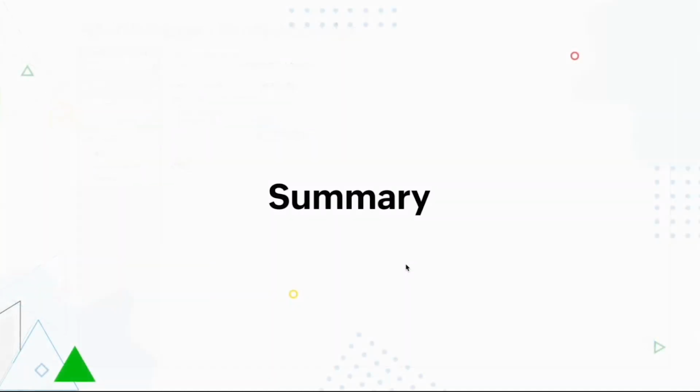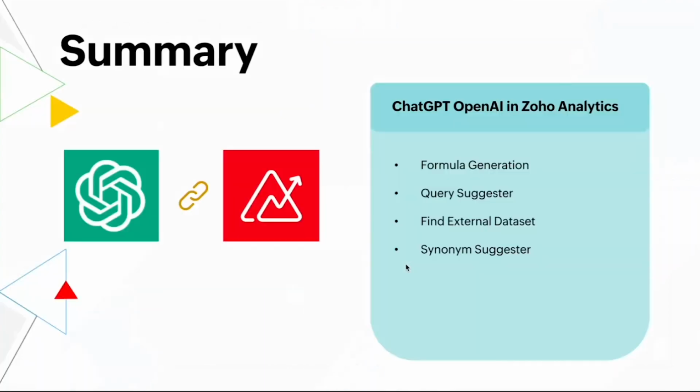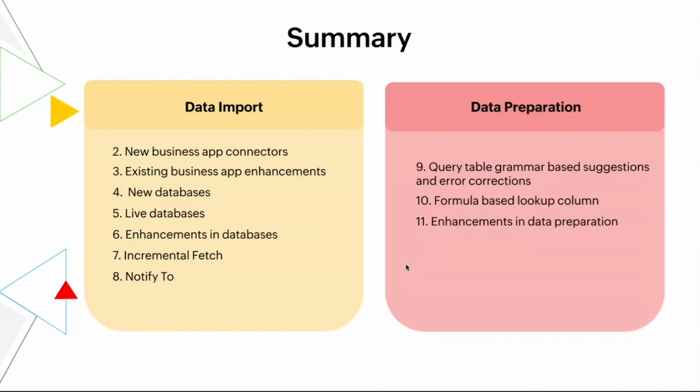All right, folks, with that, we are coming to the close of the session. So first, let's see the summary of the day. We started off with ChatGPT's integration with Zoho Analytics, and then we saw new connectors and new databases with their enhancements. And then we saw a couple of new features, which are the incremental fetch and notify to functionality. Next up, on the data preparation layer, we saw query table grammar suggestion. And then we saw how to mark a formula column as a lookup column. And then finally, we saw the enhancements in the data preparation layer.